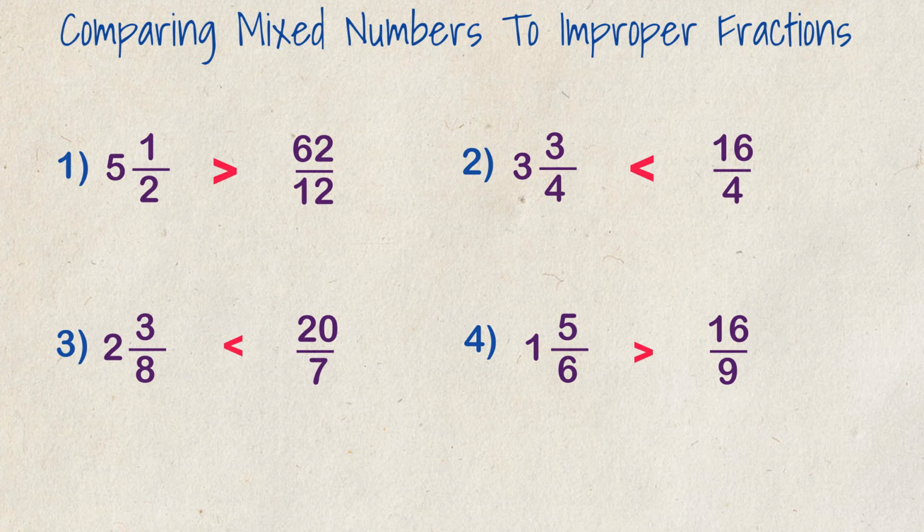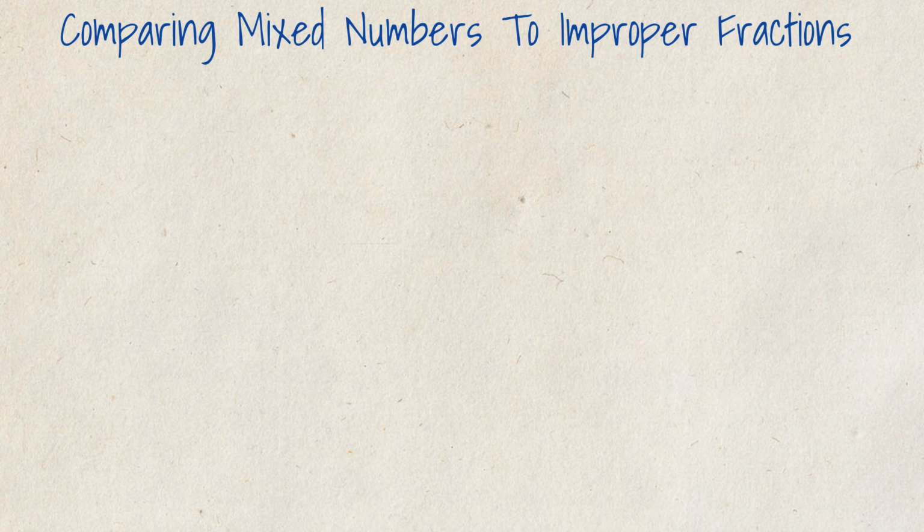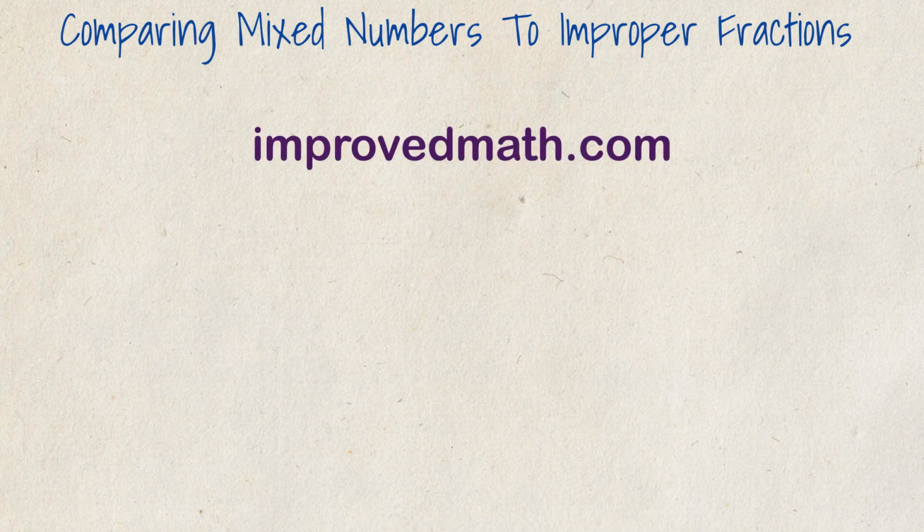So that's it for comparing mixed numbers to improper fractions. There's a couple ways you can go about it. You can pick whether you want to convert both numbers to mixed numbers or to improper fractions. It doesn't matter. You get the answer the same way.